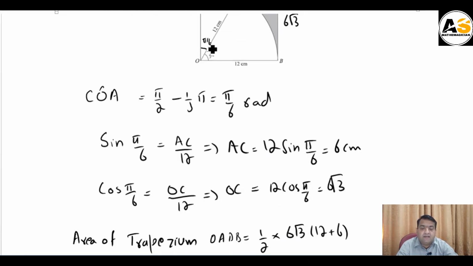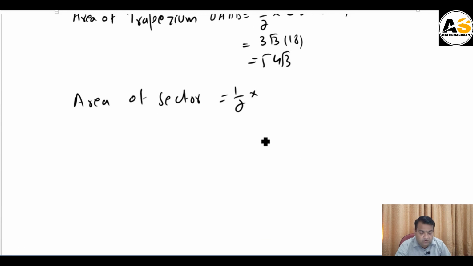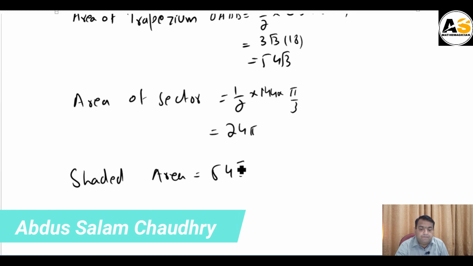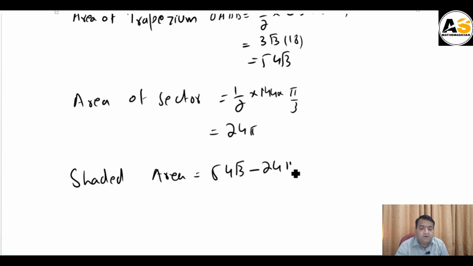What is r? R is the radius, 12. 12 square is 144, into the central angle, pi by 3. This will be 24 pi, and the shaded area will be area of trapezium minus area of sector. And if I compare it with a square root 3 minus b pi, I will get a equal to 54 and b equal to 24.